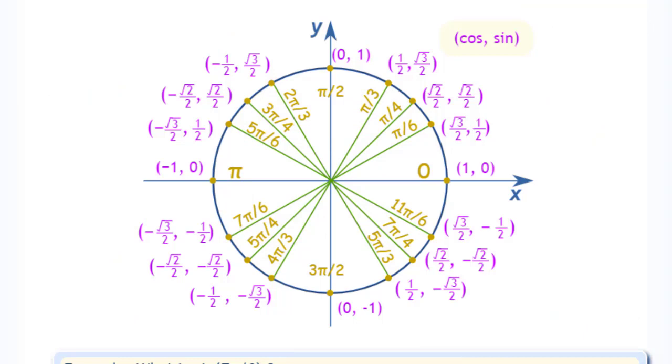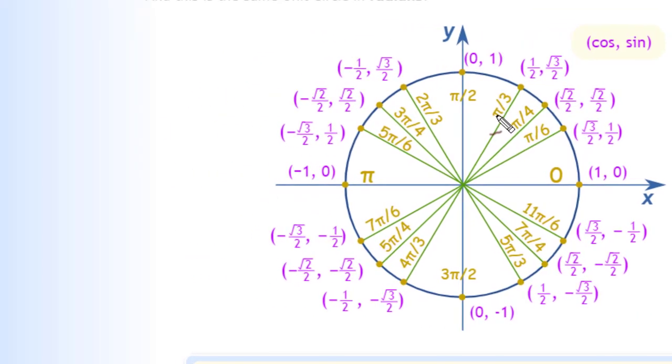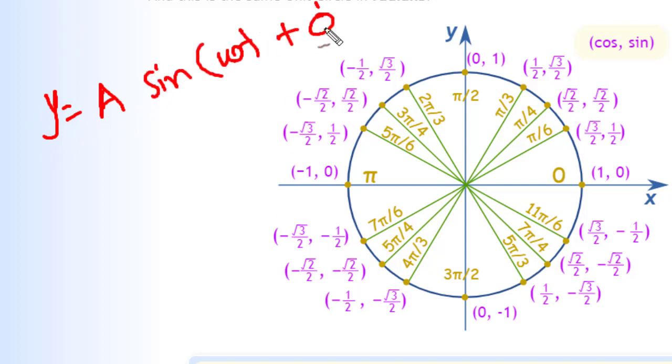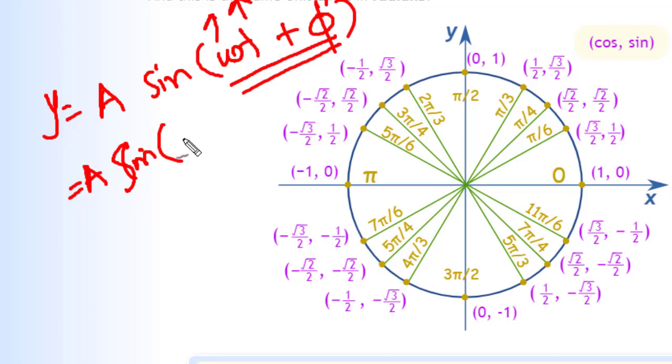Now let us talk about a real use case of this concept. A simple harmonic motion equation is given by y is equal to A sine of omega t plus phi, where A is the amplitude. Over here, they can give you the angular velocity of the particle. They can also give the time and the phase angle. If you calculate this, you will get some kind of angle, right? They can give you any kind of angle.